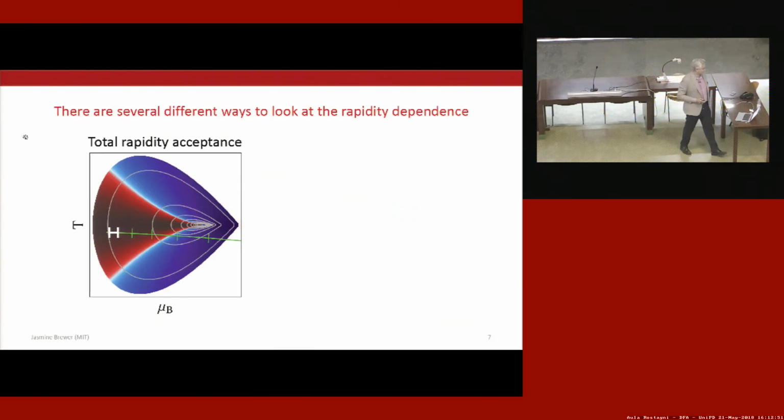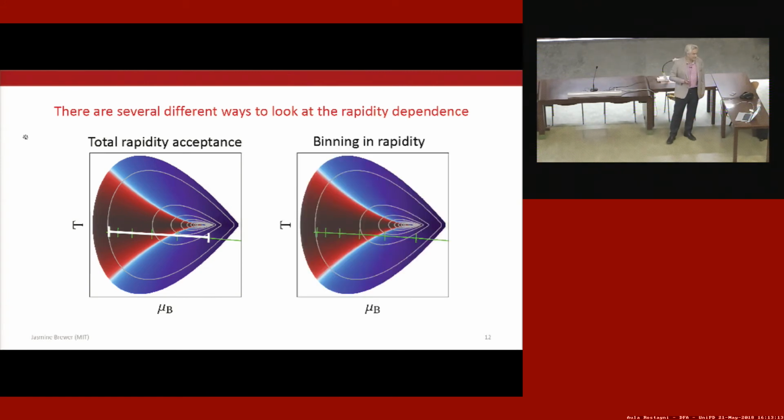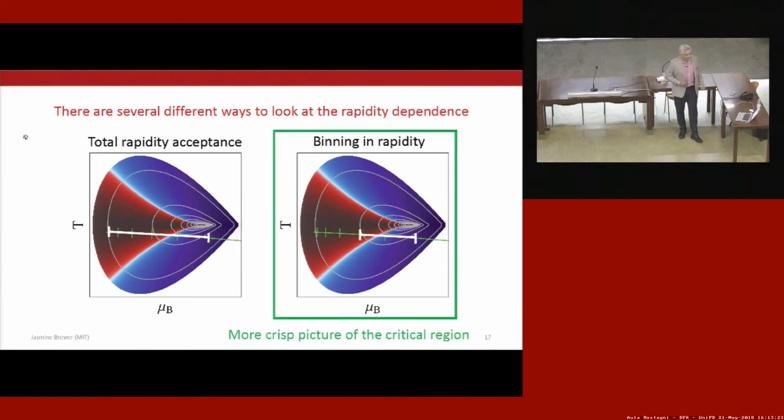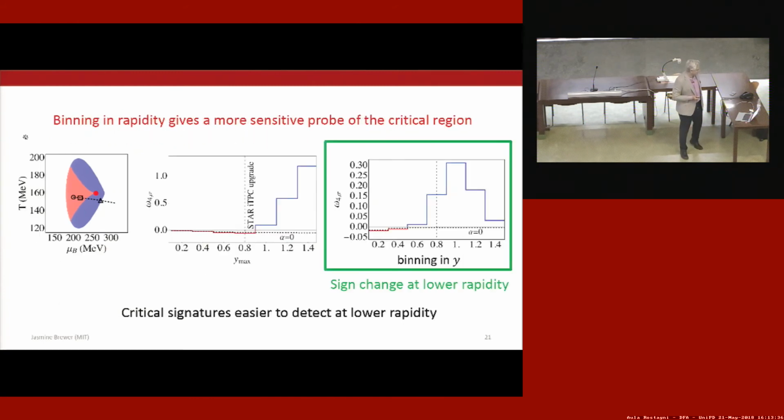And so to think about this on the phase diagram, this is a diagram like I showed you before. And if I increase the acceptance in rapidity, that's like scanning with, as I increase the rapidity that I look at, I will be averaging over more and more of the phase diagram. And that suggests that instead of just averaging over more and more, maybe we should bin in rapidity. So look at this bin, then this bin, then this bin, then this bin. And this choice of binning in rapidity, Jasmine and her collaborators, which includes me, point out will lead to a more crisp picture of the critical region. And we then made an effort to show this.